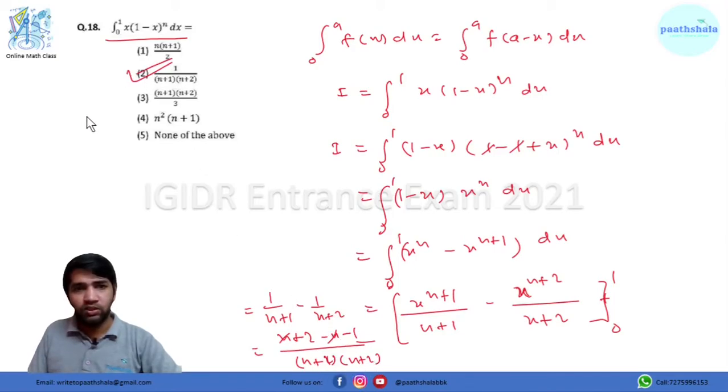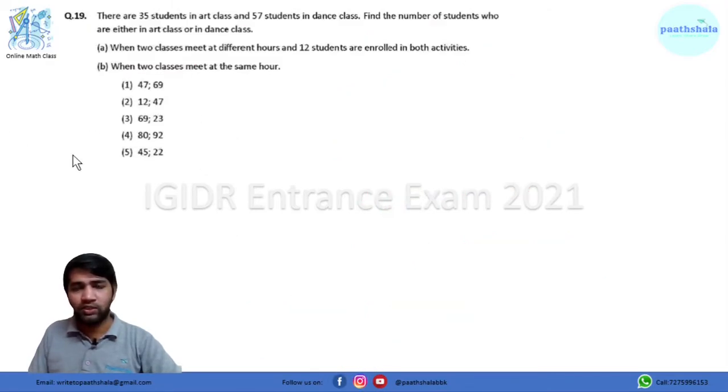So option 2 is the right option. Now let's move to the next question. In this case, if you look at the question here, it is saying there are 35 students in art class, 57 in dance class. Find the number of students who are either in art class or dance class.